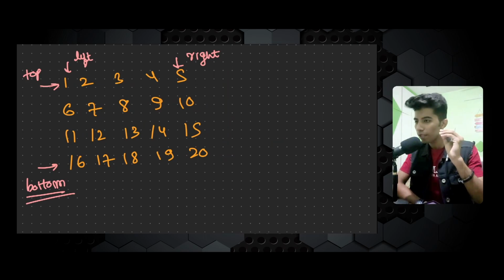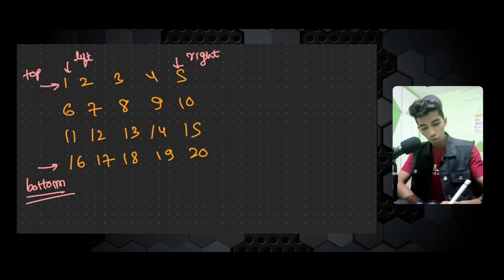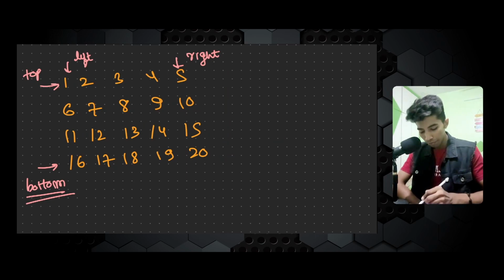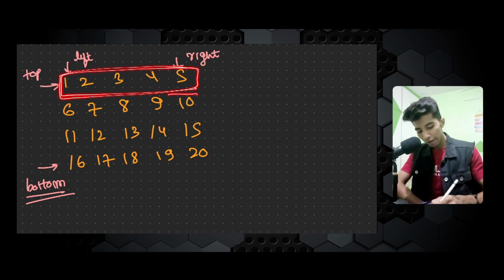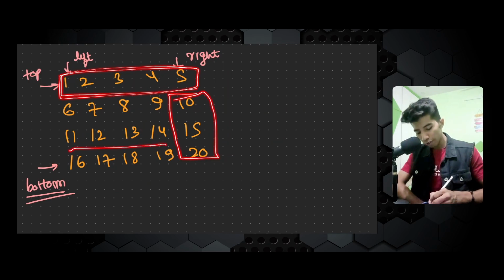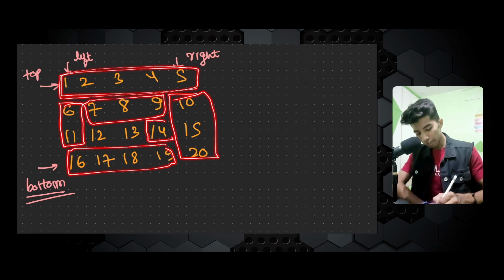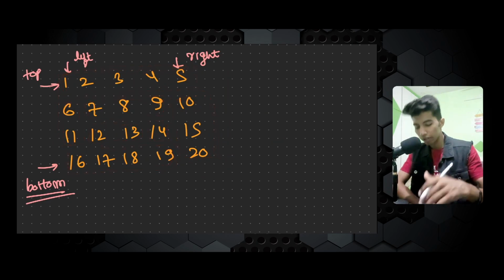It's pretty simple to run a loop now. Firstly, I have to traverse from here to here. Let me break this problem into 4 particular cases. First, I traverse from here to here, then from here to here, then here to here, and like this we will just go.